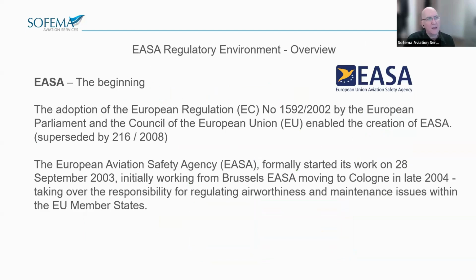EASA. EASA's been in existence since 2003, and it took over regulation in Europe from that date from the JAA, the Joint Airworthiness Authority, and started its work in 2003, working from basically Brussels, which is the head of the European Union, and then moved to Cologne in Germany 20 years ago, in late 2004, and it's taken over the responsibility for regulating airworthiness and maintenance issues within all of the EU member states.